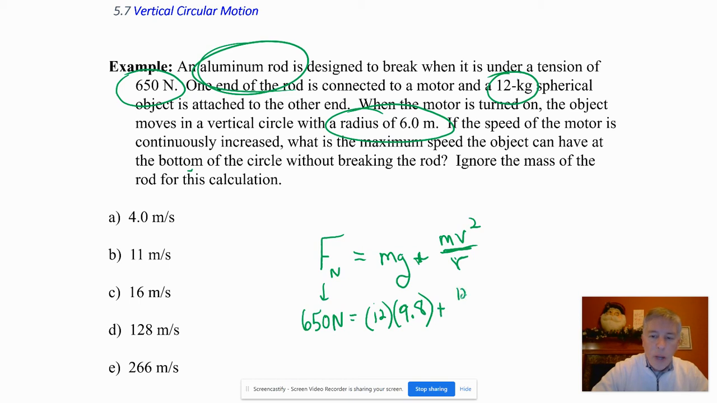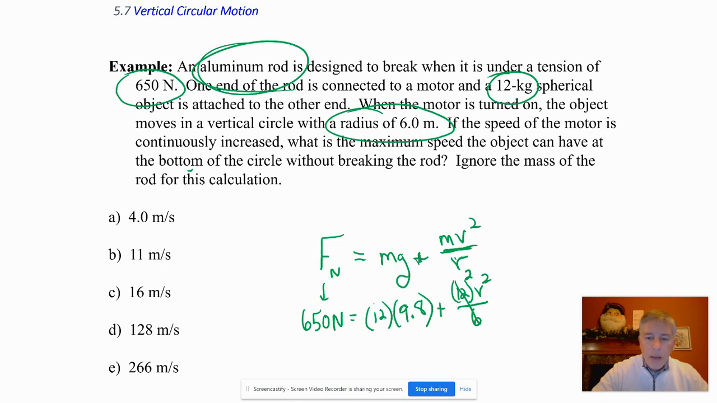Plus, I would have 12 times v squared over my radius, which is 6. Hey, that's kind of nice. So this is going to just basically cancel out and give me 2. So I have to just solve this. I'm going to bring this 12 times 9.8. So that's going to be somewhere around 120 something, and then bring that over to the other side and then solve for that V. We should be able to calculate this out.